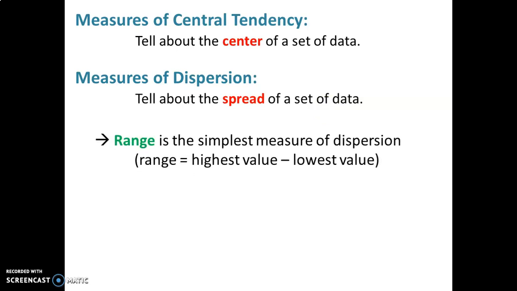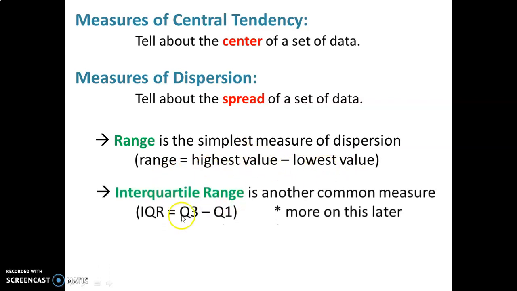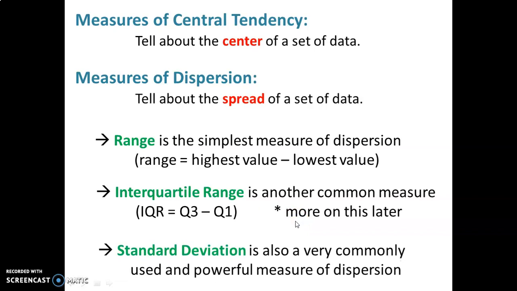The common measures of dispersion are, number one, range. It is the simplest measure of dispersion. Basically, to find the range, we just do highest value minus lowest value. Another measure of dispersion is called the interquartile range. It's also like a range, but it's between what are called the Q3 and the Q1 values. So we can write IQR, interquartile range, as Q3 minus Q1. We'll look at this very soon. And another common measure of dispersion is called standard deviation. We will look at this powerful measure of dispersion in the next lesson.